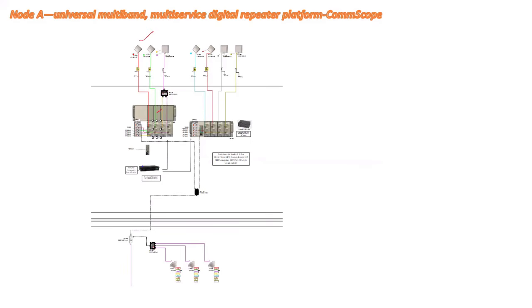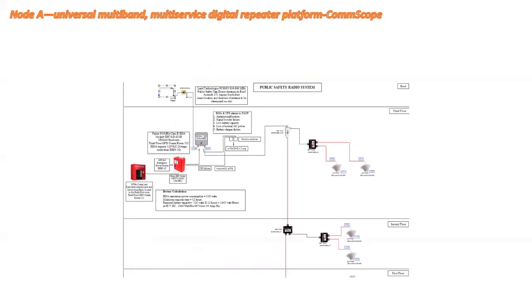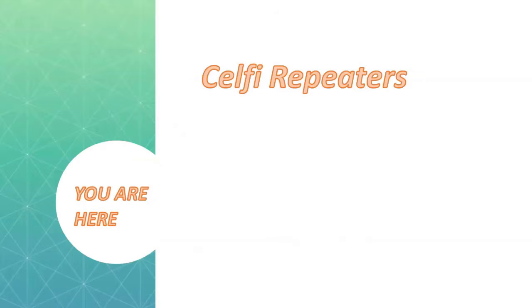RF cards are connected to the combiner, and combiners are connected to splitters, and from the splitter the signal will go to the antenna, right? And it is the same with Public Dash also. The only difference with Public Dash is that there we are using a Yagi antenna, right? So this is all about CommScope repeaters.